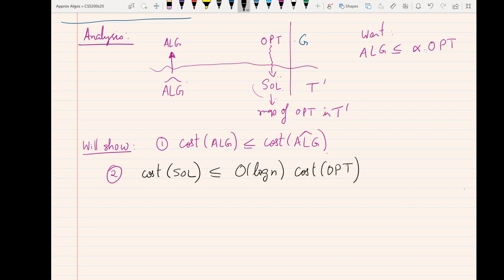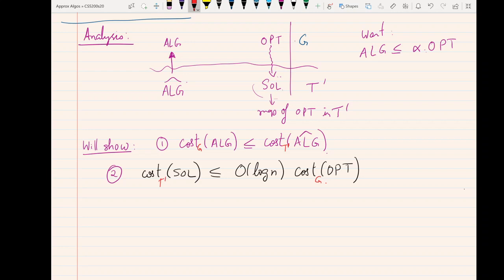cost of opt. Now it's important to make it clear where these costs are computed. The cost here for algorithm is of course computed on the graph G, and the cost for alghat is computed on the tree T prime. The cost of sol here is again computed in the world of T prime. The cost here of opt is computed in the world of G. All we know is that T prime is close to G in terms of distance. Otherwise T prime is an instance of the Bayes bulk network design problem, and G is another instance.